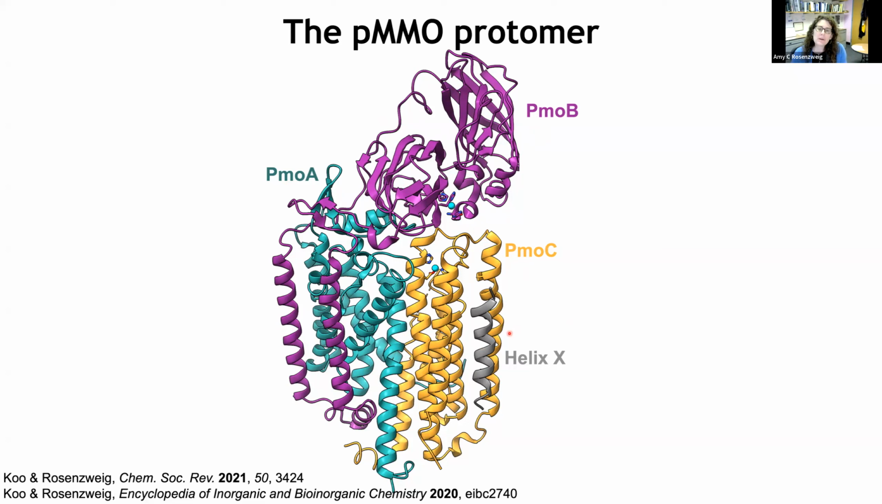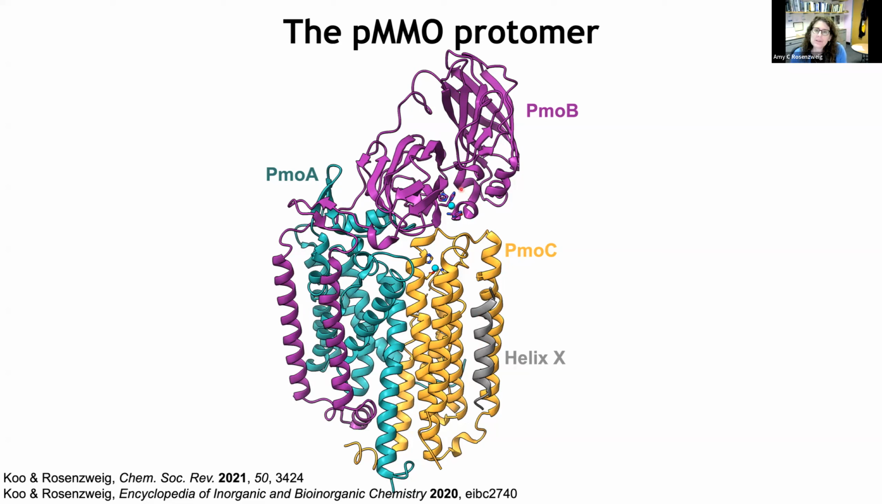In some, but not all PMMO structures, there's an additional alpha helix that we refer to as helix X that is not connected to the PMOC subunit and that we have not been able to identify by mass spec or structural approaches. It's not in all PMMOs, but it's in some, and we think it could be important given that we're isolating the PMMO right from the native bacteria.